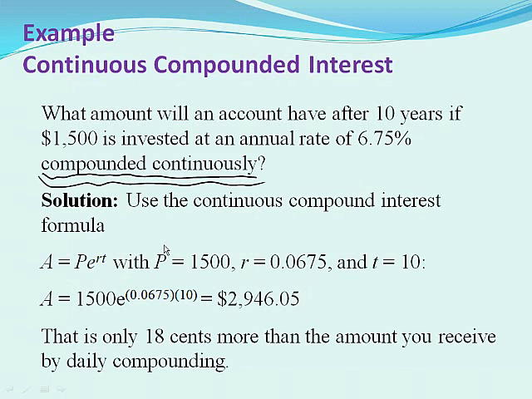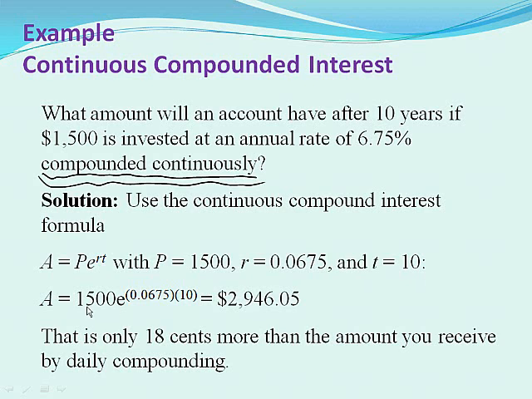So we are going to do an example here. What amount will an account have after 10 years if 1500 is invested at an annual rate of 6.75% compounded continuously? So we need to use the formula A equal to P e to the power RT. The value is given as 1500. Rate is the annual rate, which is 0.0675, 6.75%. T equal to 10.